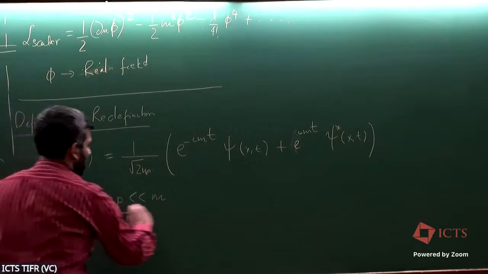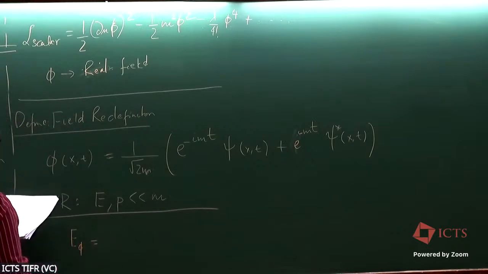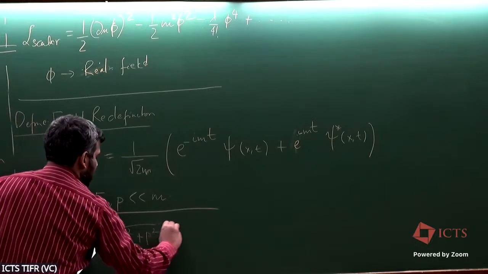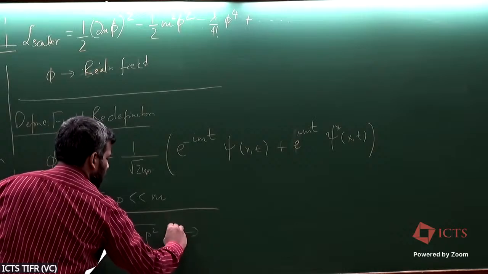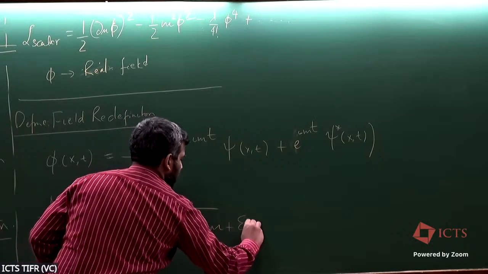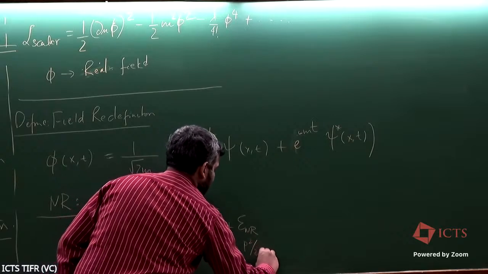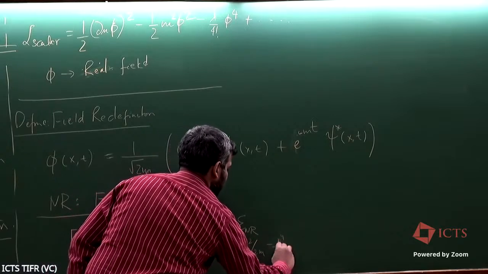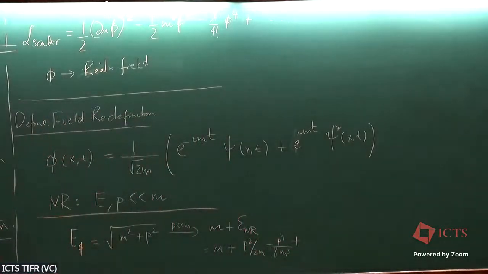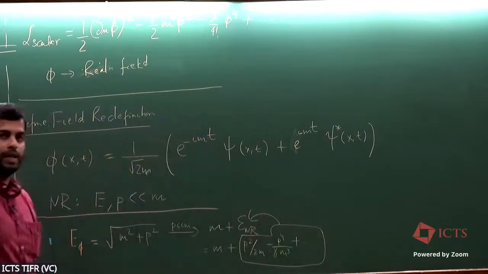So we know from the scalar field theory that the energy of this particle phi from the dispersion relation is just square root of m square plus p square, which in the p less than m expansion would give me something like m plus epsilon NR, which is defined to be this expansion where I basically define this piece as my epsilon NR, okay?